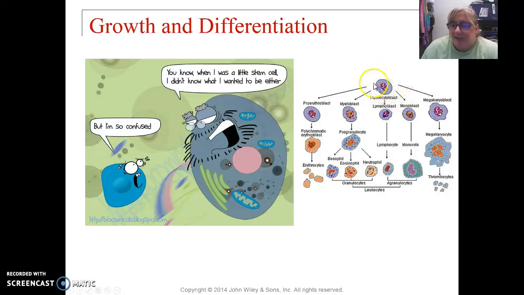And so here is a stem cell. This is a hemocytoblast. It's the cell that produces all of our blood. So once it differentiates, it's going to either become a myeloid stem cell or a lymphoid stem cell. A myeloid stem cell is going to differentiate into a proerythroblast, a myeloblast, a monoblast, or a megakaryoblast. A lymphoid stem cell is going to produce a lymphoblast. That's it. Okay?